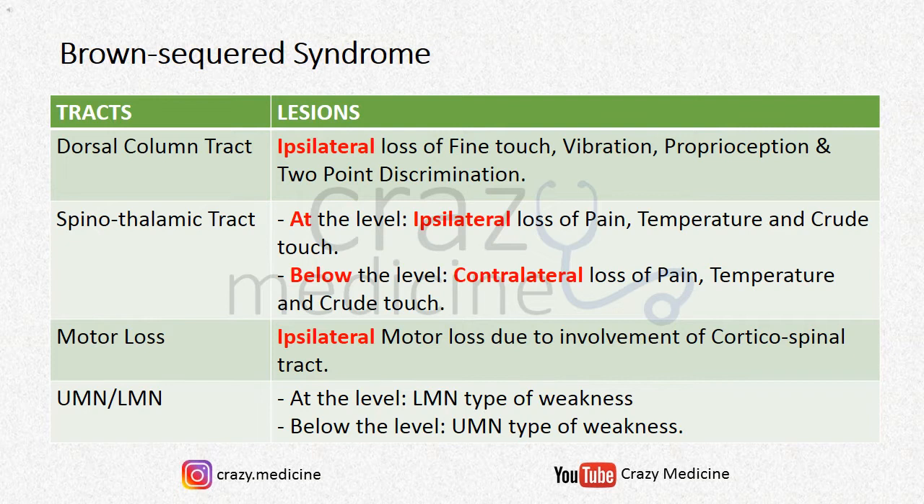Then the main thing to know is whether the lesion is UMN type or LMN type. At the level of lesion, the lesion will be LMN type. So there will be hypotonia, flaccid paralysis and areflexia. And below the level, it will be UMN type of lesion. That is loss of power with hypertonia, spastic paralysis, hyperreflexia and positive Babinski sign.